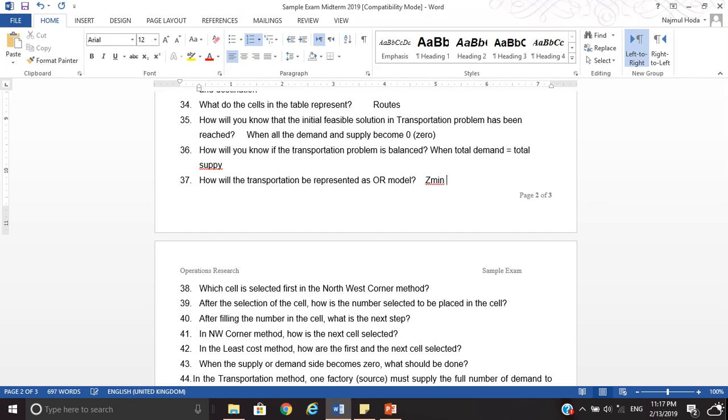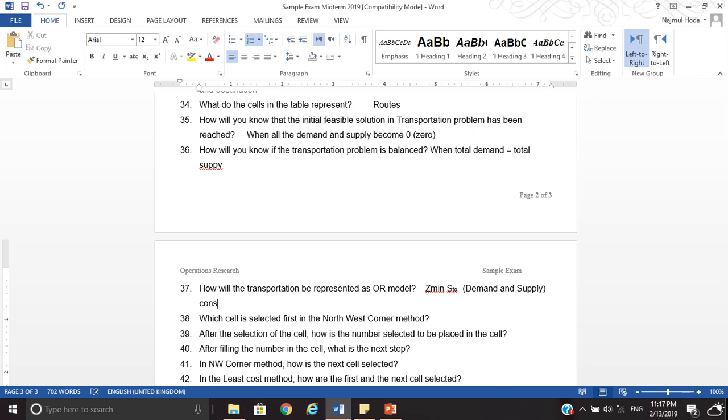Obviously here Z is minimum, subject to demand and supply constraints. These are the constraints. In every OR problem, there is going to be a constraint.